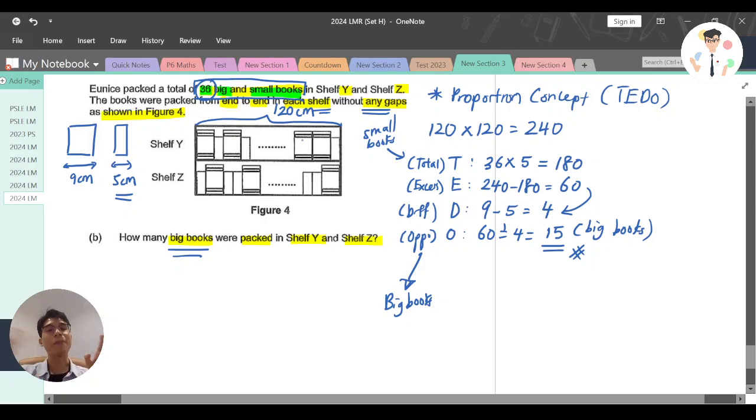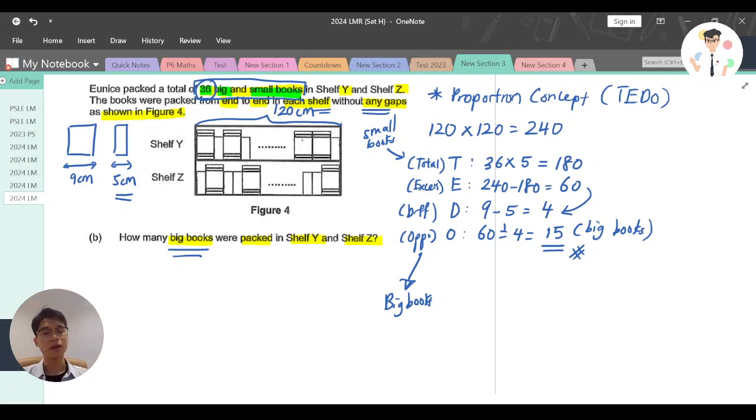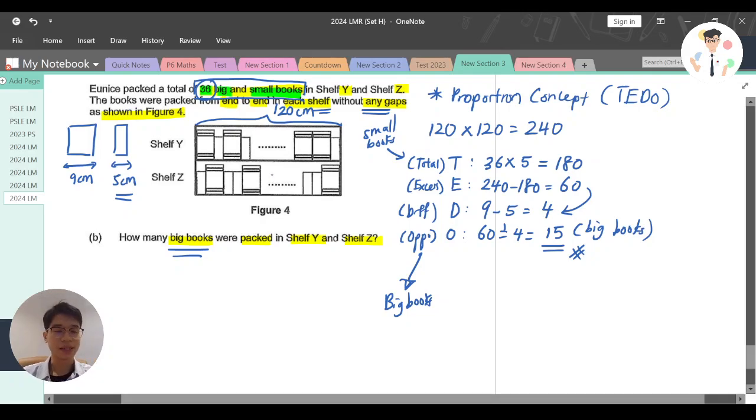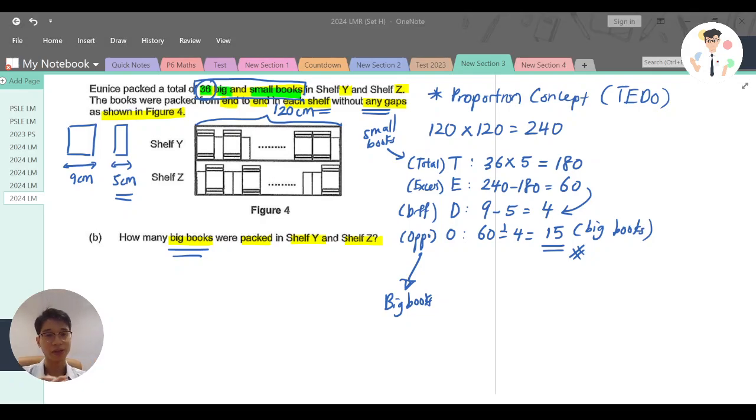Okay, because it's not in a pattern. That's why we can just calculate 120, 120, 240 as a whole. Then you just freely arrange it. Okay. Yes, that is basically our question for this set number H.